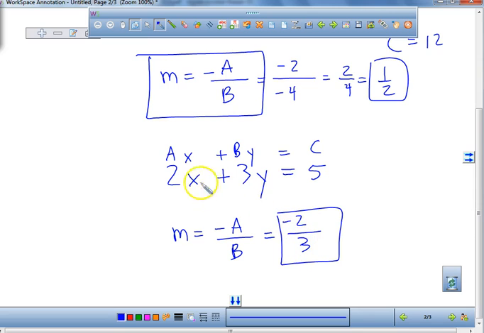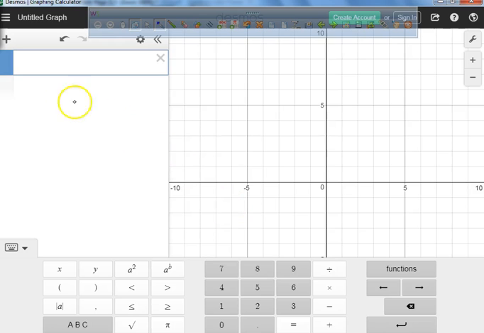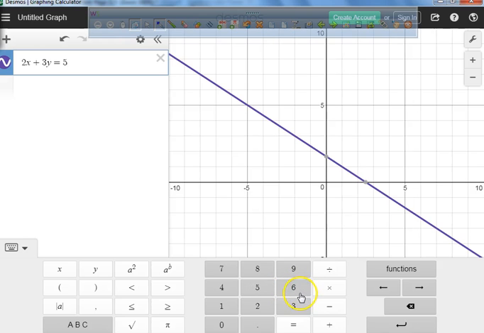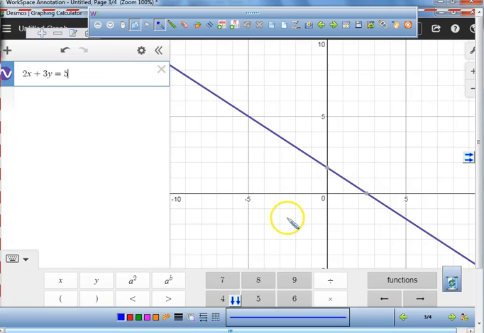Okay? You guys see that? 2x plus 3y equals 5? Check it out. If I type in 2x plus 3y equals 5. Okay? What did I say the slope was? Negative 2 what?